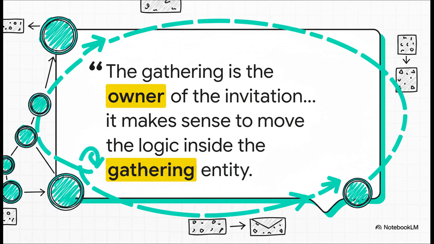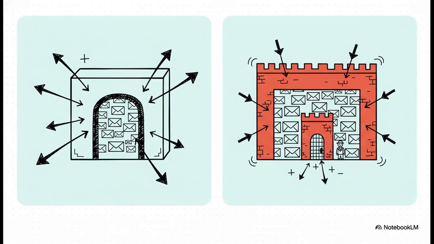So if that's the case, then it follows that the logic for creating and managing an invitation should live inside the gathering entity itself. You see this all the time, right? A public list of something on an entity. That means anyone can just come along and call .add or .clear on that list, totally bypassing any rules you might have. The fix is to expose it as a read-only collection instead. That way, the only way to add an invitation is to call a specific method on the gathering entity, and we stay in complete control.